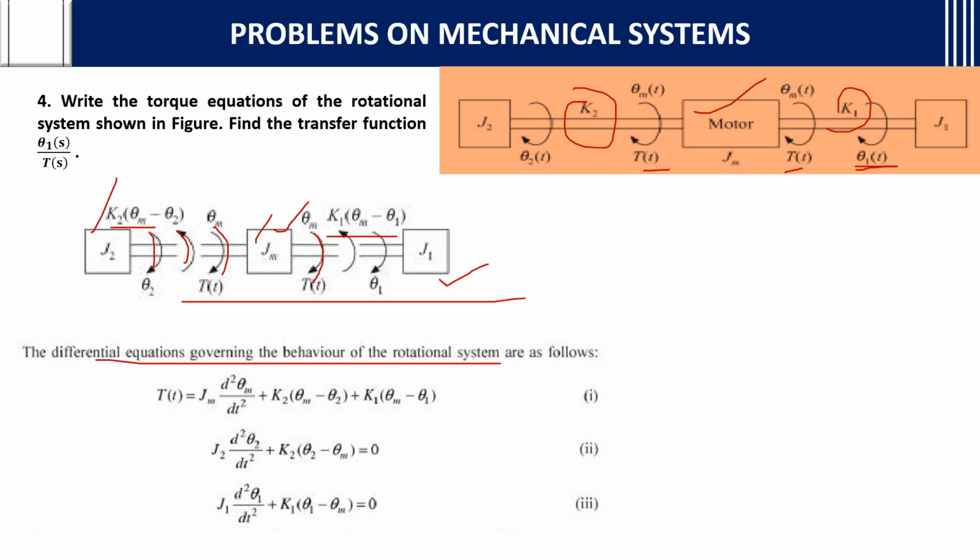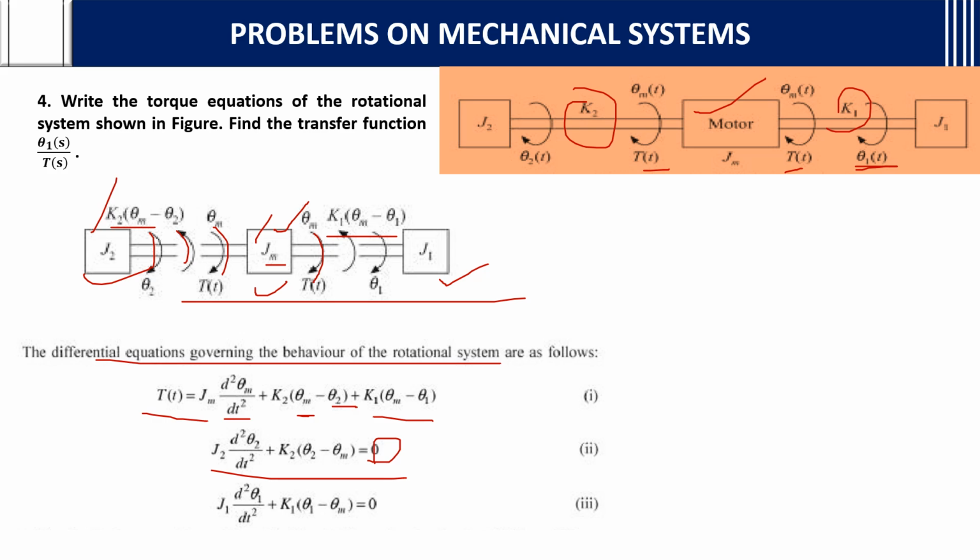After that, write the equations. First we need to write three equations here. The first equation will be T of t. For this we write Jm into d square theta m by dt square. It is connected with K2 and K1. So K2 with respect to m we are taking, so theta m will be first and theta 2 next: theta m minus theta 2. Again K1 into theta m minus theta 1. Then for the second equation, there is no torque present for J2, so it will be 0.